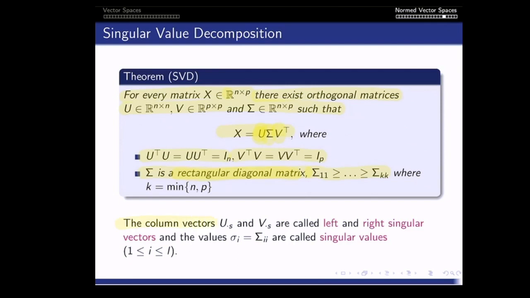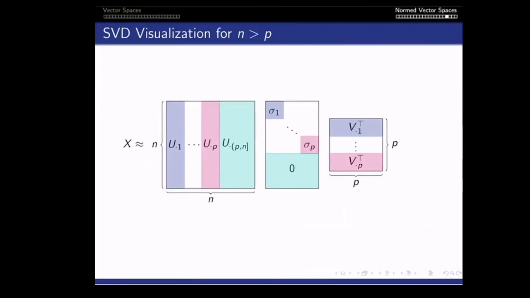Just for notation, the column vectors of U and V are called left and right singular vectors, and the values of sigma on the diagonal are called singular values. We will need this. You can see this like a function: SVD from X will return this decomposition, and this is also how you use it in Python, and then you can just work with this decomposition.